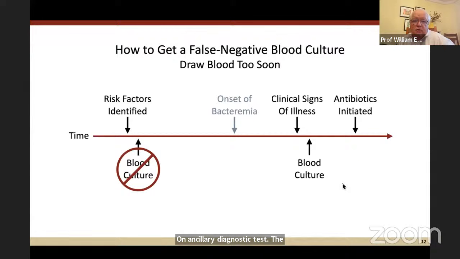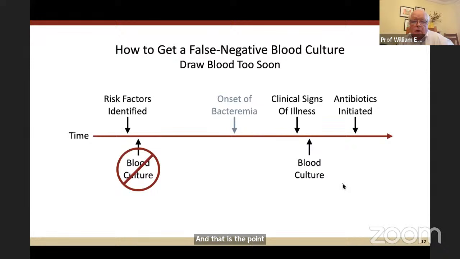And a common pattern of practice is that at the time the baby is born, or perhaps even before, risk factors for sepsis are identified. So as soon as the doctors can get their hands on the baby, they draw a blood culture, as shown on the left here. And then at some time later, shown in the gray, there is onset of bacteremia. The baby is not yet sick. Sometime after that, the baby develops clinical signs of illness. And that is the point at which it's appropriate to draw the blood culture.